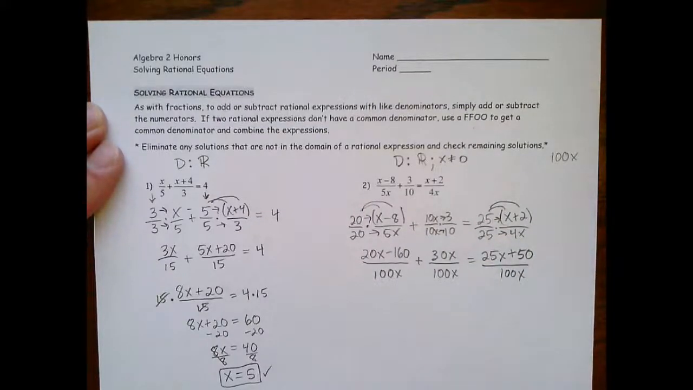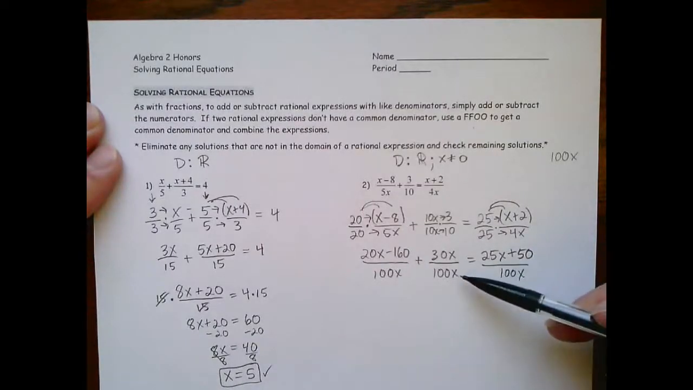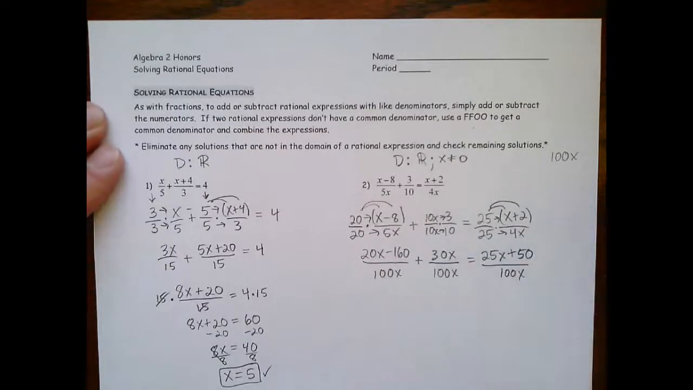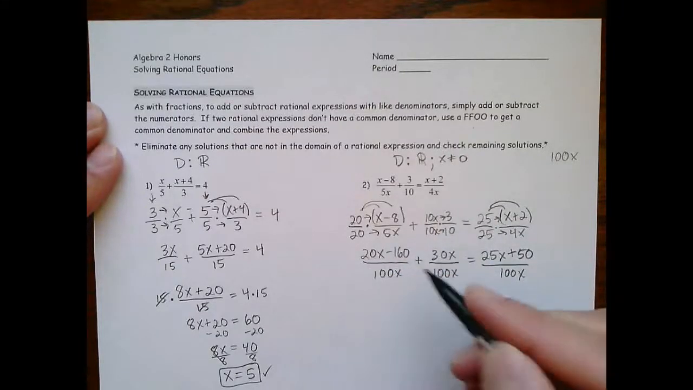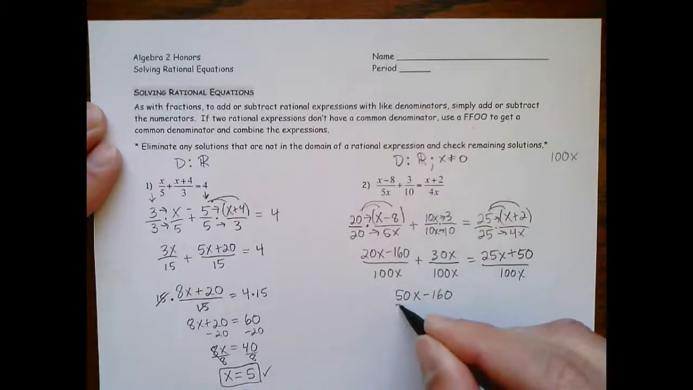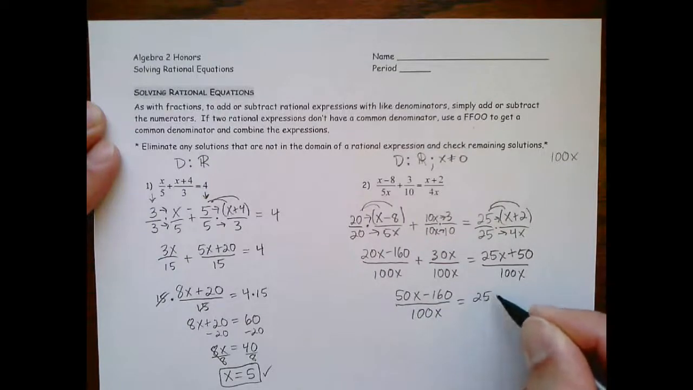You see that? Now all of them have the common denominator. So let's go to the left-hand side. If these two fractions have a common denominator, I can combine them. I have 20x minus 160 plus 30x. Well, I combine 20x plus 30x. This is 50x minus 160 all over the common denominator, which is 100x, equals 25x plus 50 all over 100x.